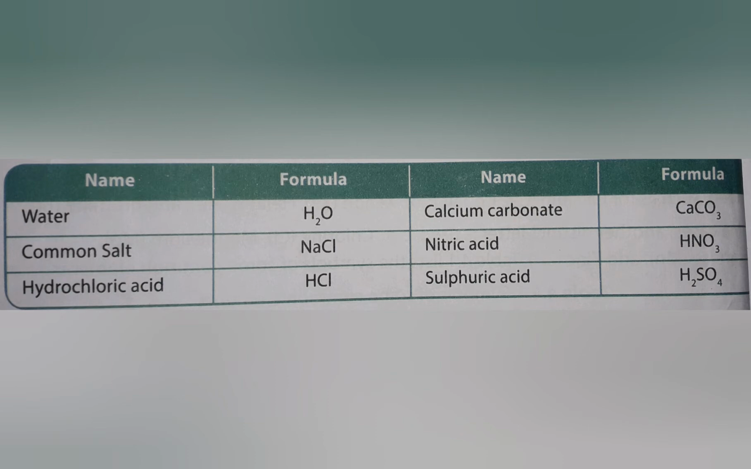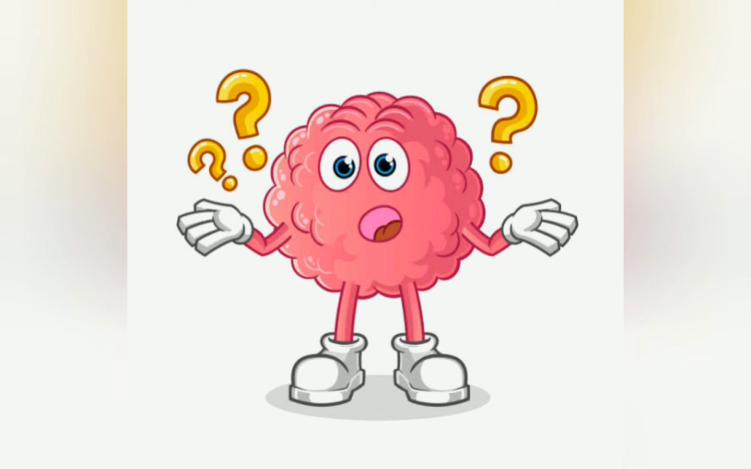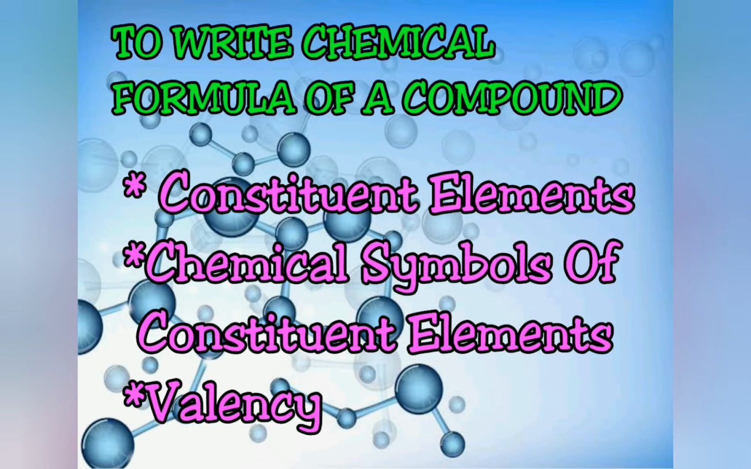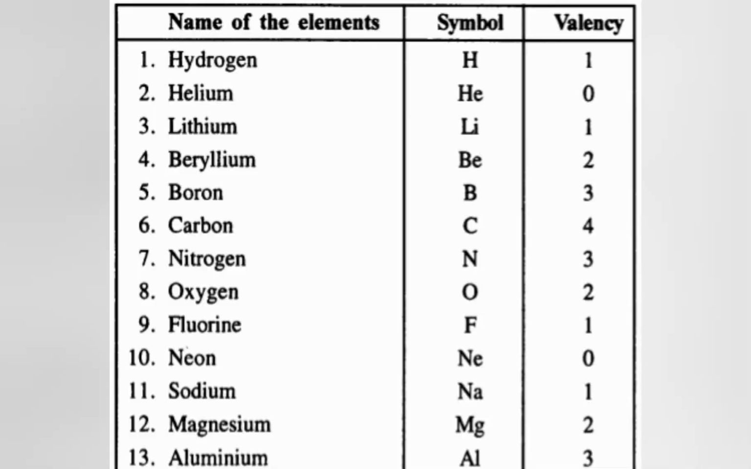Let us see the chemical formulae of some other compounds in the tabular column. You will be wondering how these chemical formulae have been written. To write the chemical formula of a compound, we should know the constituent elements, chemical symbols of the constituent elements, and valency of the elements. We know about chemical symbols. Then what is valency about?